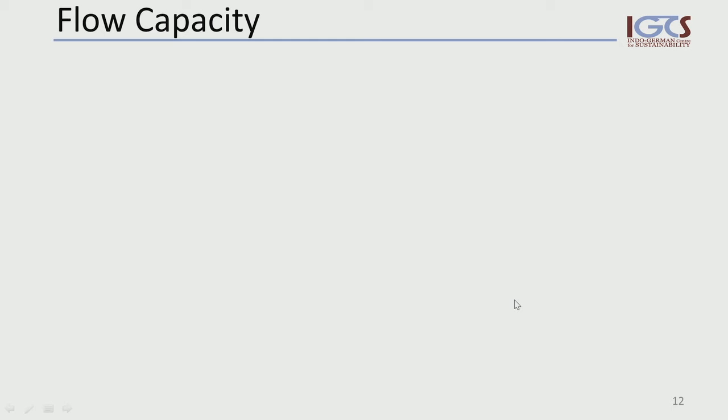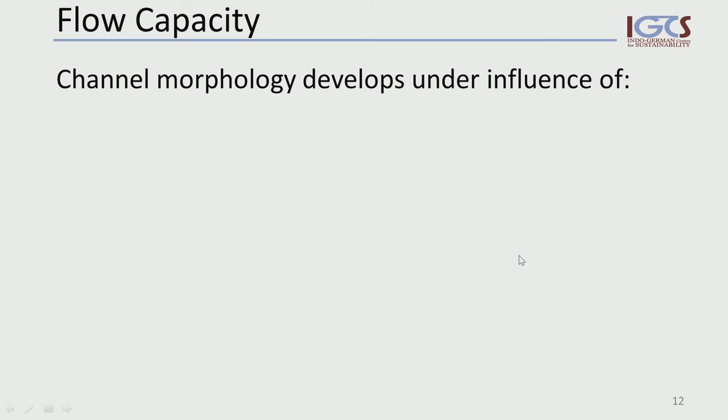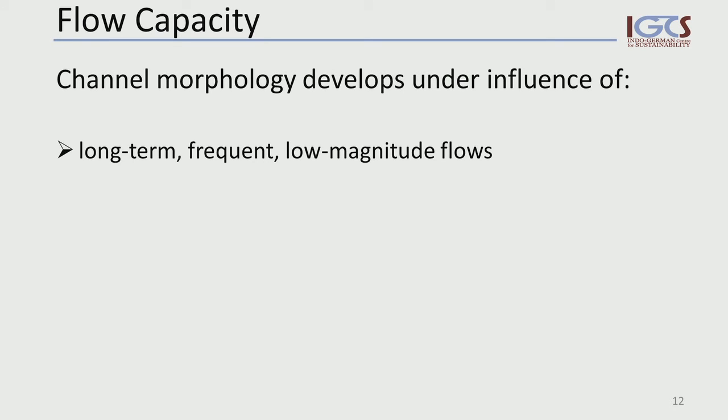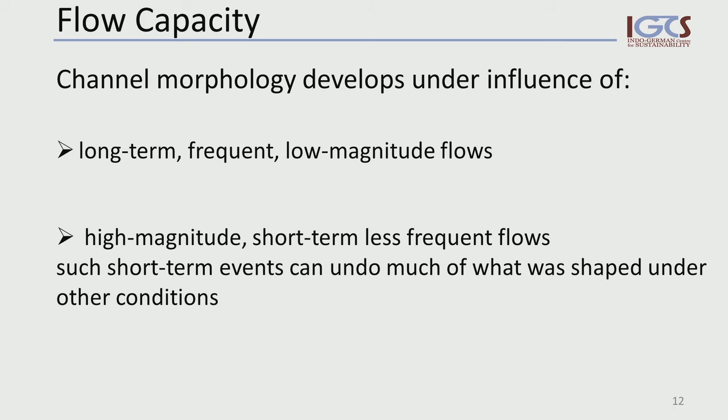So important is on the flow systems, the flow capacity as such, and that develops under the influence of long-term frequent low magnitude flows on one hand side, and as a result of high magnitude short-term and usually less frequent flows. And those high magnitude events can very often undo the processes which were shaped under these low flow conditions. And this is very important to keep in mind.